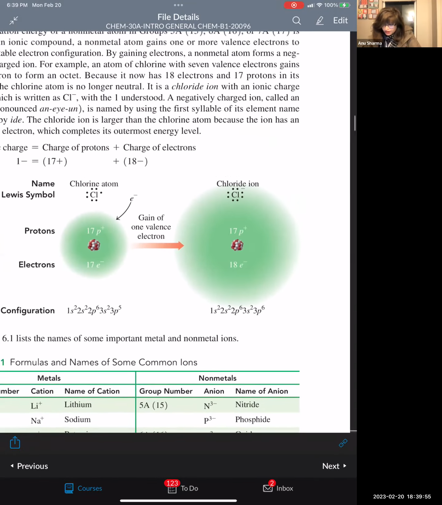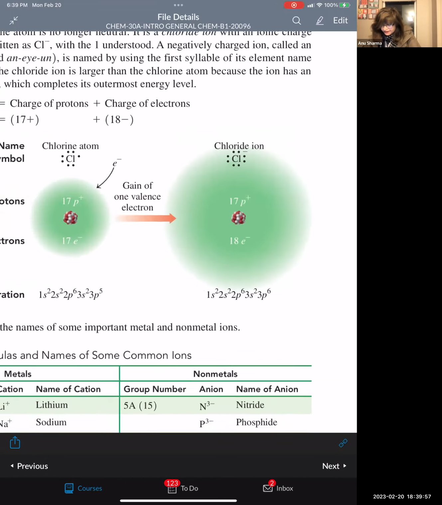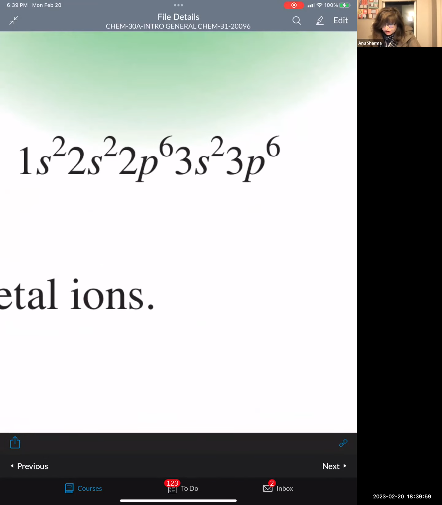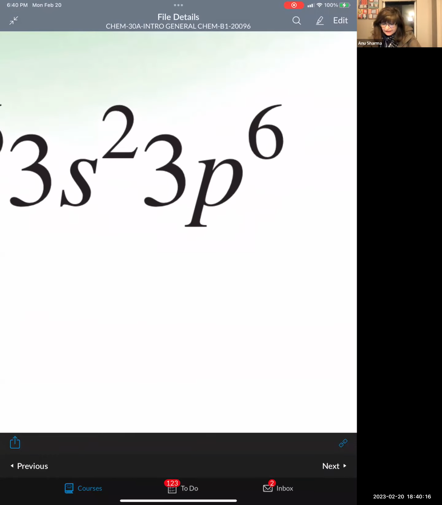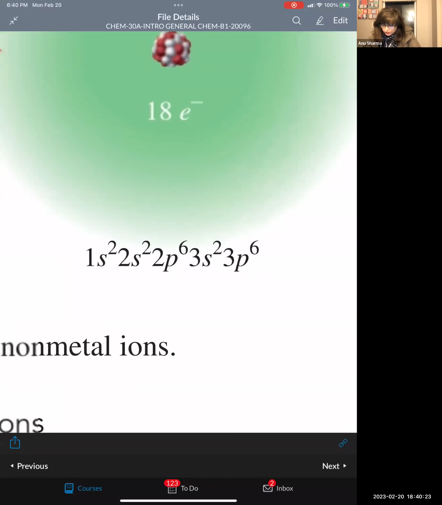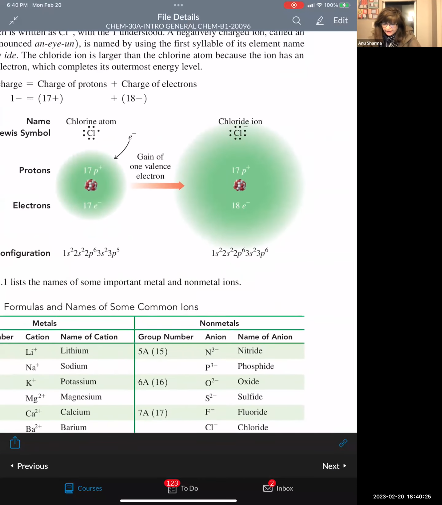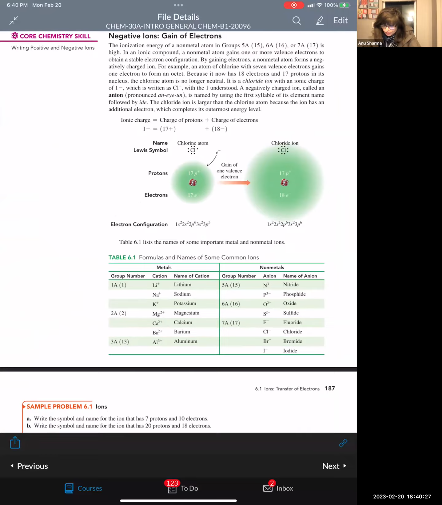Now, here's the thing. Look at this electronic configuration: 1s2, 2s2, 2p6, 3s2. Initially, it was 3p5, so it was an unfilled orbital. But after acquiring that 1 electron, it becomes 3p6. So with this 3p6, what is happening? Fully filled orbital. Not only is 6 plus 2 an octet of 8, but it also has fully filled orbitals. That's the deal why the atoms are going to lose or gain electrons.